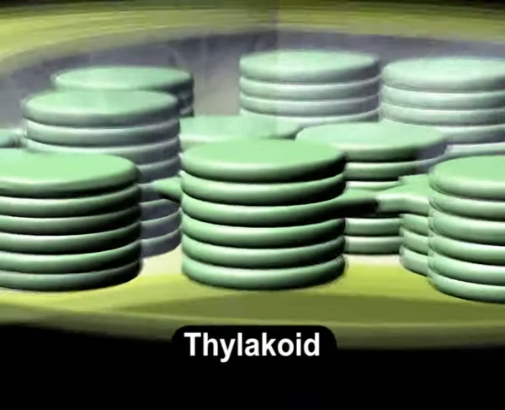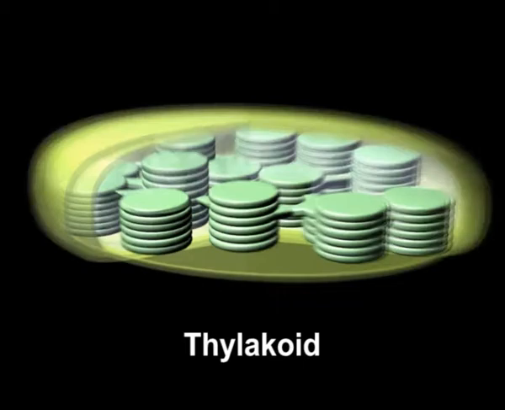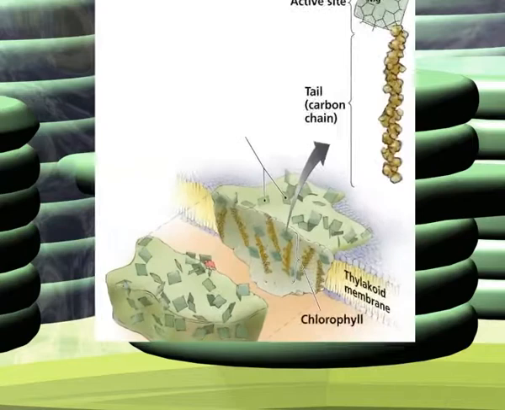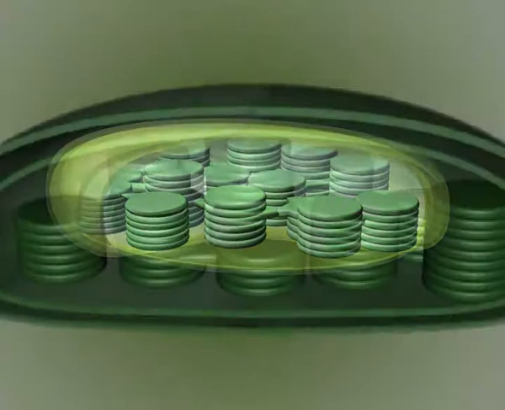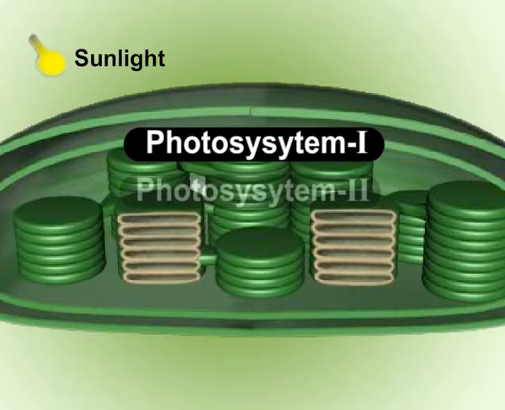Thylakoids are membranous disc-like structures that are stacked together in larger structures that resemble stacks of coins. Chlorophyll and carotenoid pigments are located in the membranes of the thylakoids. Each thylakoid has a series of photosystems, that is, photosystem 1 and photosystem 2 and associated proteins.